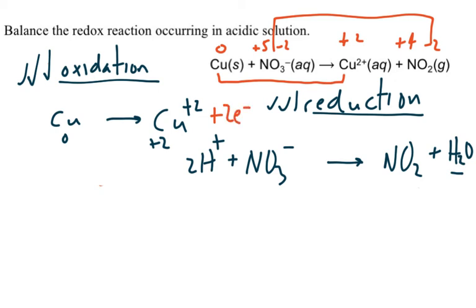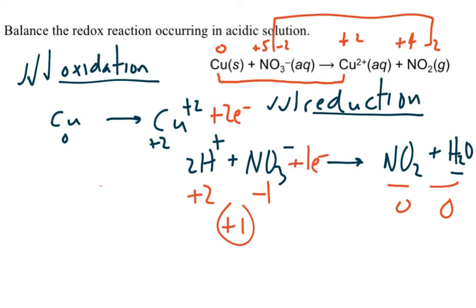Now take a look at the reduction reaction. This is +2 here because there's 2 positive hydrogen ions. Here's a -1, so the net charge here is +1. This is neutral and neutral. So the more positive side is the reactant side. And in order to make both sides equal, I'm going to add 1 electron over here. Just like that.